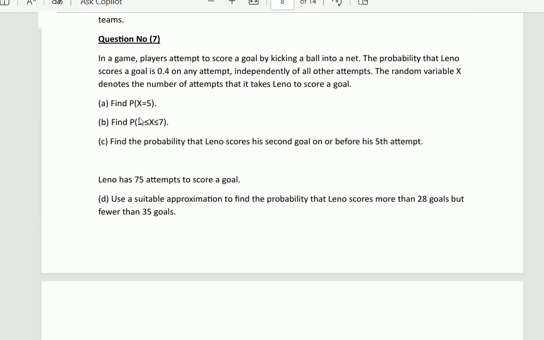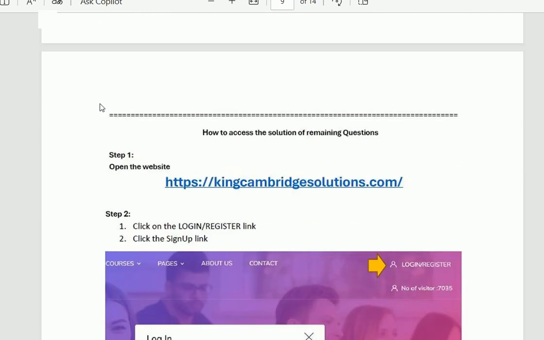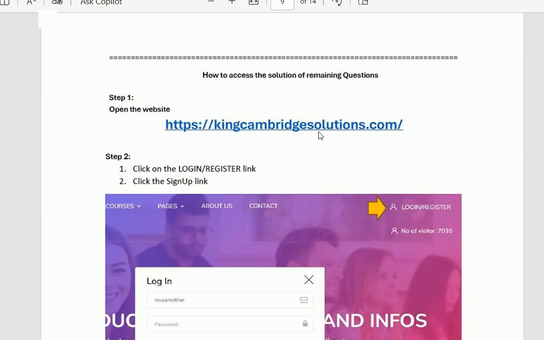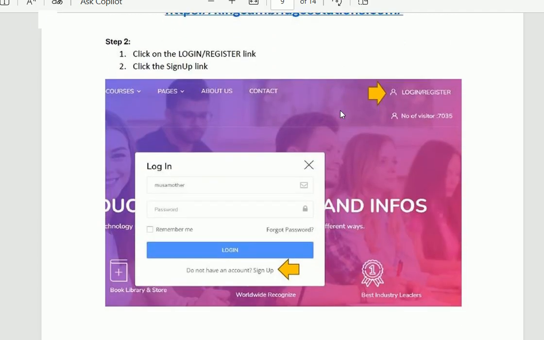The solutions of all these questions can be downloaded from this website. First of all, you need to open the website kingcambrasolution.com. After that, you will click on the rightmost link of login and register. When you click on this, you will find this interface. Then you will click on the sign up link.